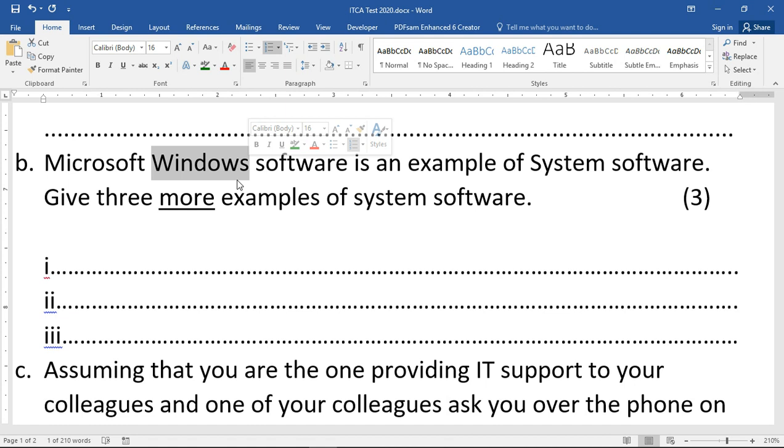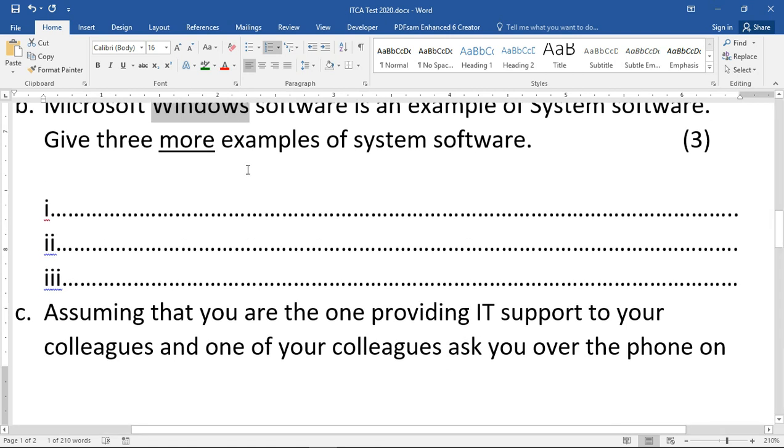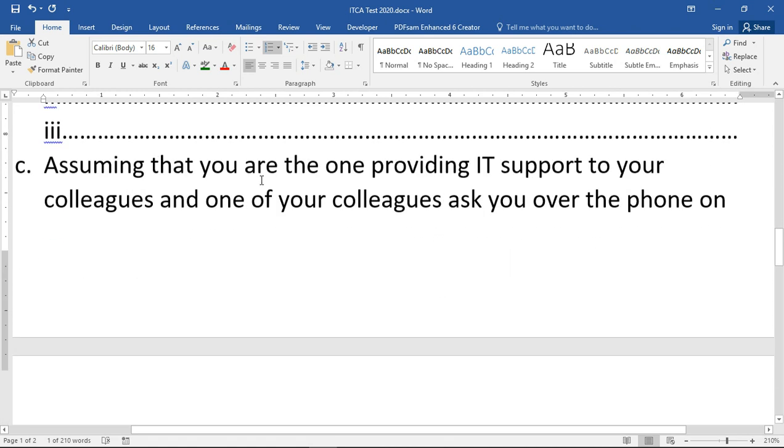So that's how you were supposed to answer this question. But now you are just listing, you just say Android OS, iOS, you say Mac OS, Linux, and Chrome, and other examples that you might think of.